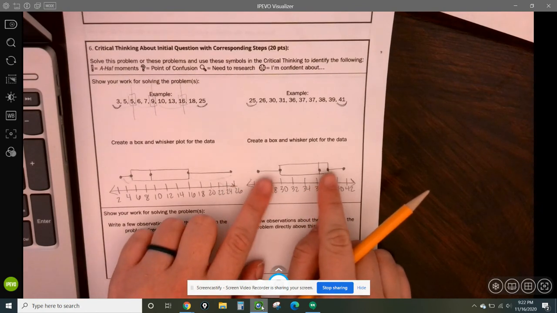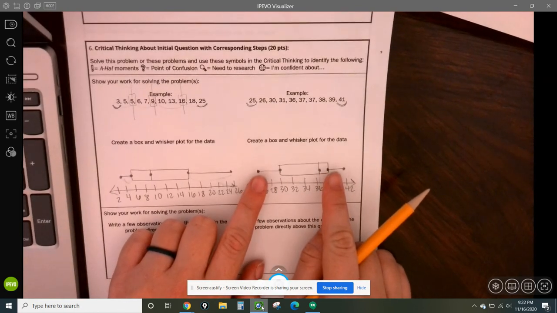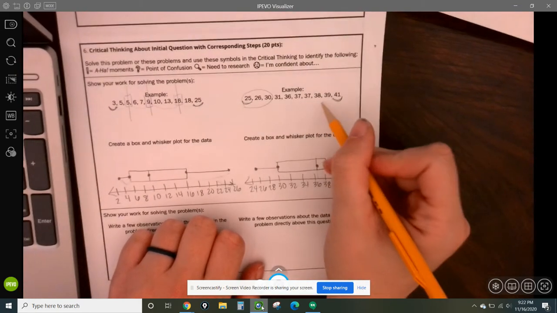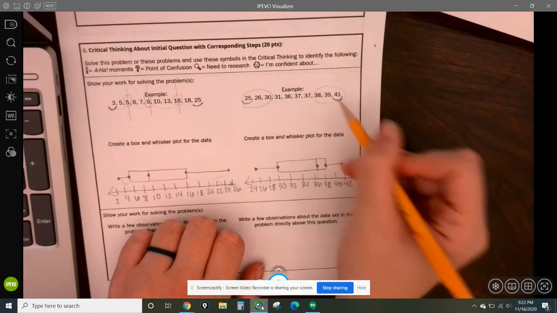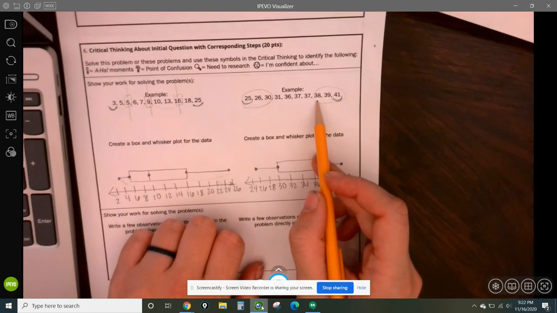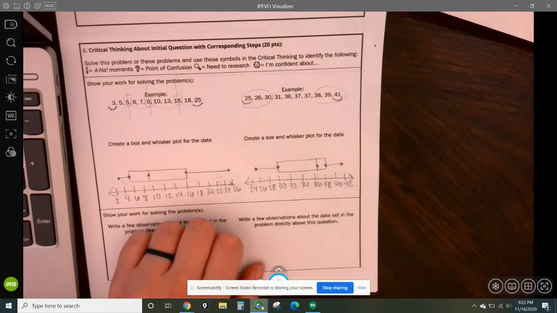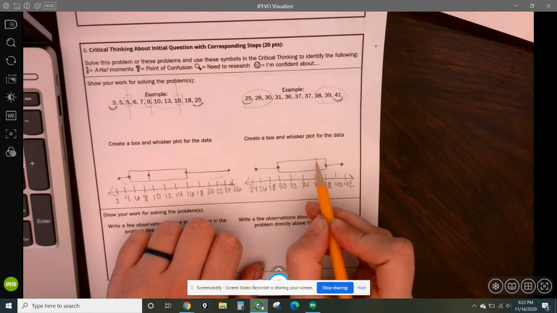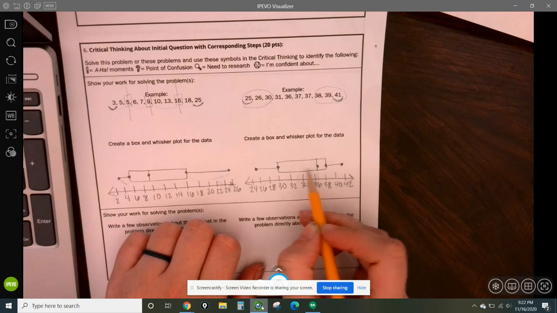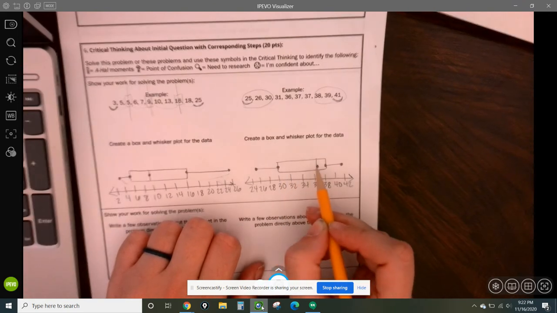Over here, our whiskers are generally the same size. So that means like this first quarter of the data, 25 through 30, was pretty similar to 38 through 41. This one had a range of 5. This one had a range of 3, but they look pretty about the same. One thing I noticed here is that our median is really close to this upper quartile, where it's a lot farther away from that lower quartile. So these are all things that you can write down.